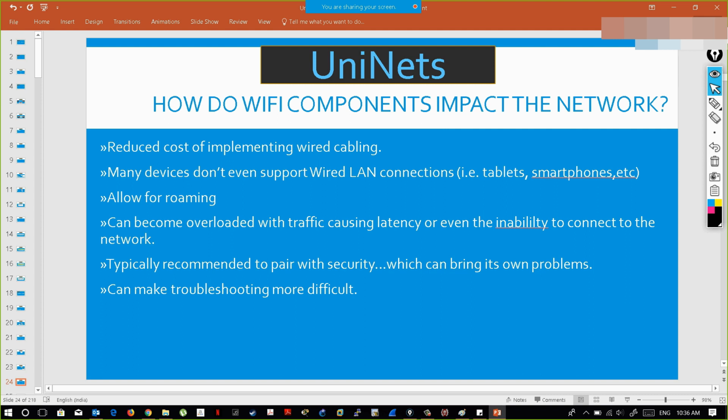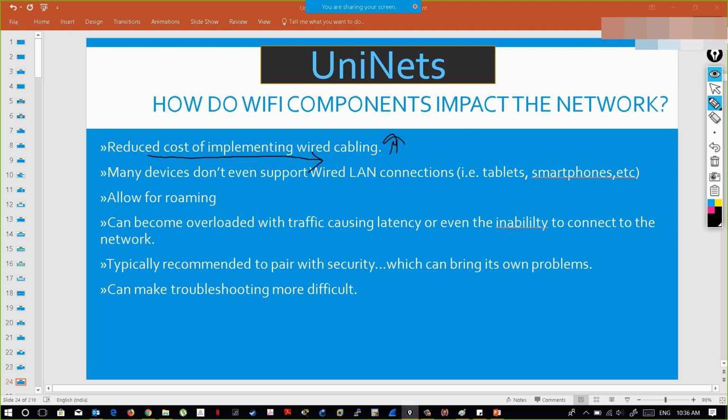How do Wi-Fi components impact the network? First thing, cost will be reduced. Why? Because if you are using a wired connection, you need to maintain a switch, and to that switch you need to give the wired connection from your PC. The cost of cabling will be reduced using Wi-Fi or wireless access.